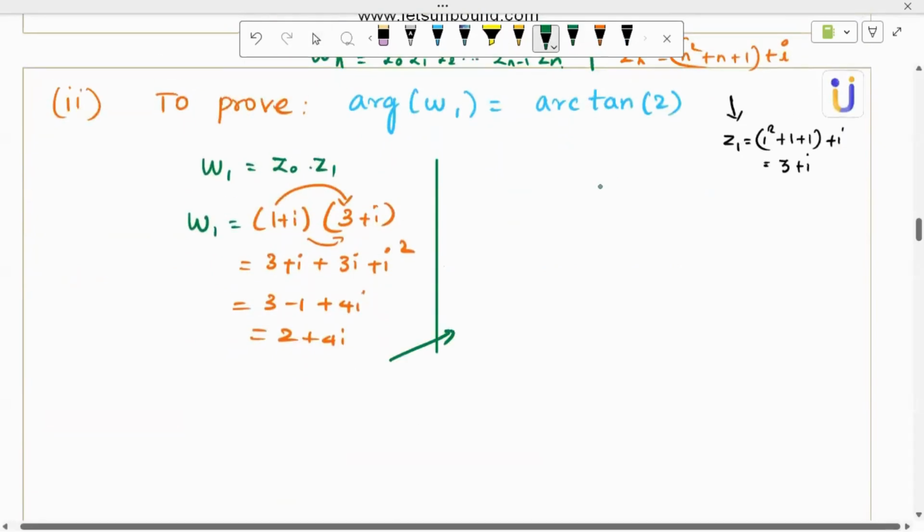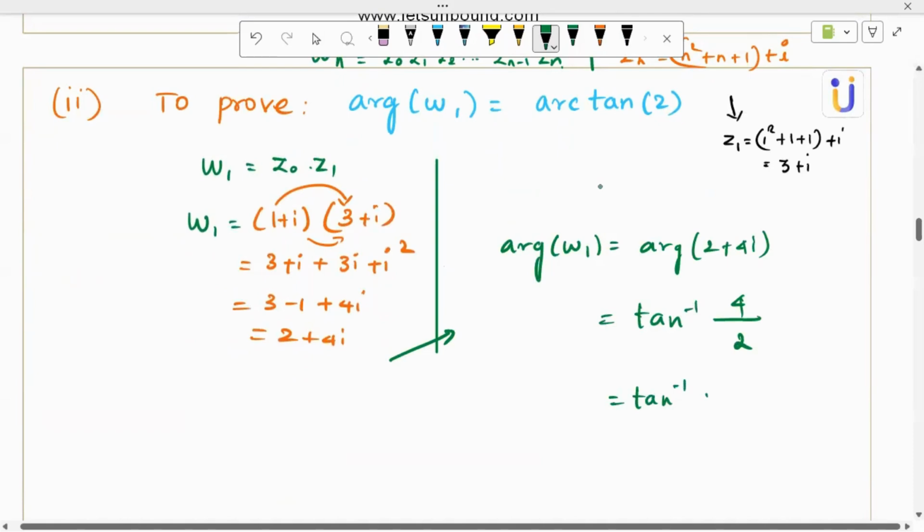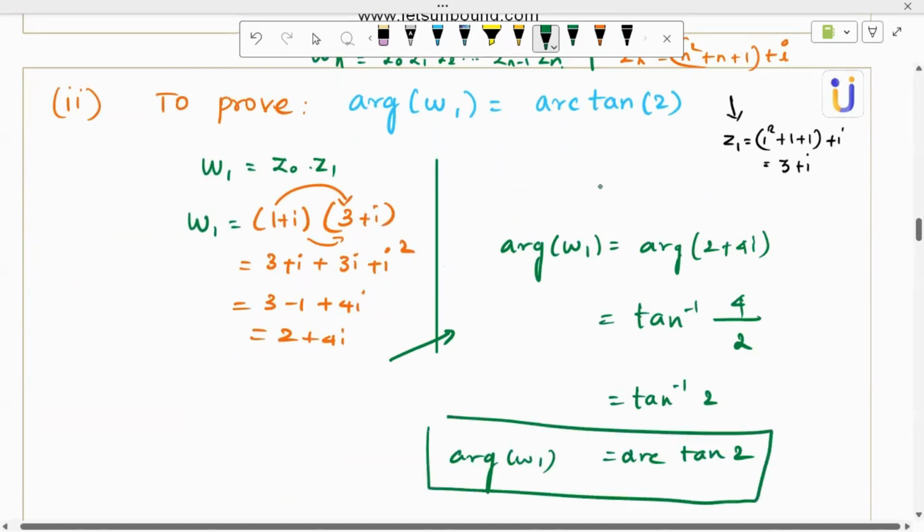So next part is over here. Argument of W1 is nothing but argument of 2 plus 4i. And we know it goes like tan inverse imaginary part by real part, which is tan inverse 2. And the other way of saying is arc tan 2. Argument of W1 equal to arc tan 2, hence the proof.